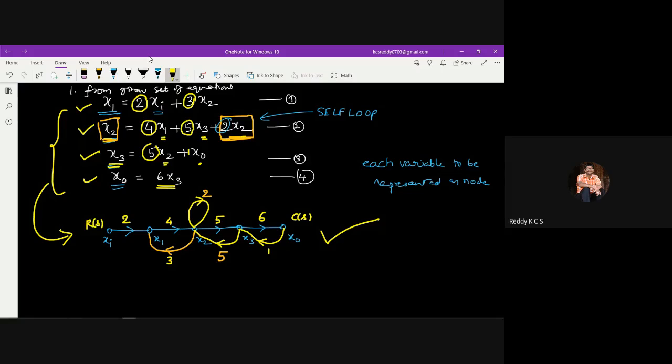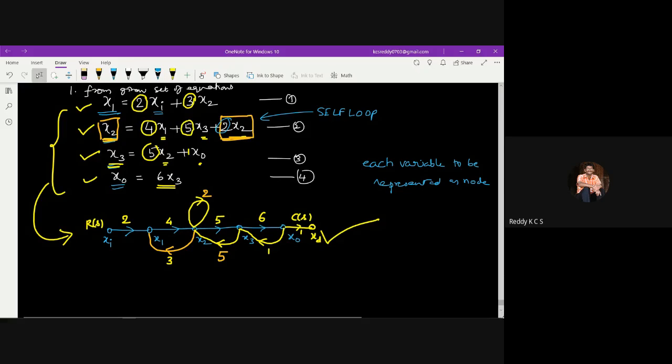Here there is incoming and outgoing, so we can represent one more node, which is called a dummy node, to represent a complete signal flow graph. We need to add one more dummy node xd with the value of 1, to represent only the incoming signal. So this is the input source node, and this is called the sink node. That is how we can represent the signal flow graph.